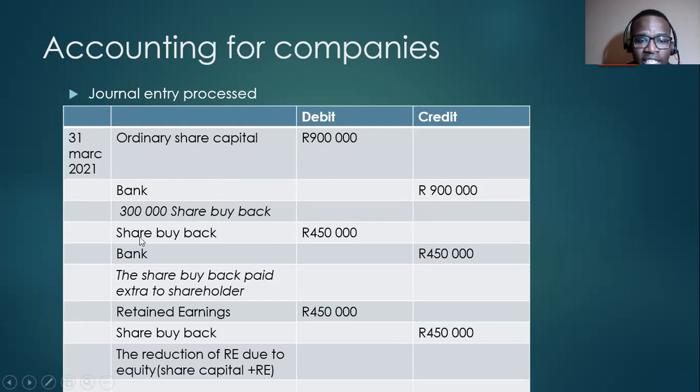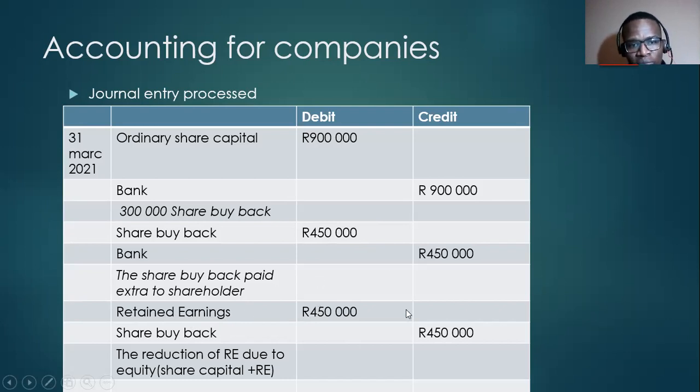Then we'll have a share buyback of 450 because 450,000 of the total 1,350,000 was paid to the shareholders, right? But only the book value is going to be reduced, the ordinary share capital. Then the difference is what we call share buyback account. That is going to be taken to retained earnings, right? That's where it's happening. Retained earnings is going to be reduced by 450. Then that share buyback, because here it was a debit, here is going to be cancelled. Then it means there's no such account as a share buyback account.